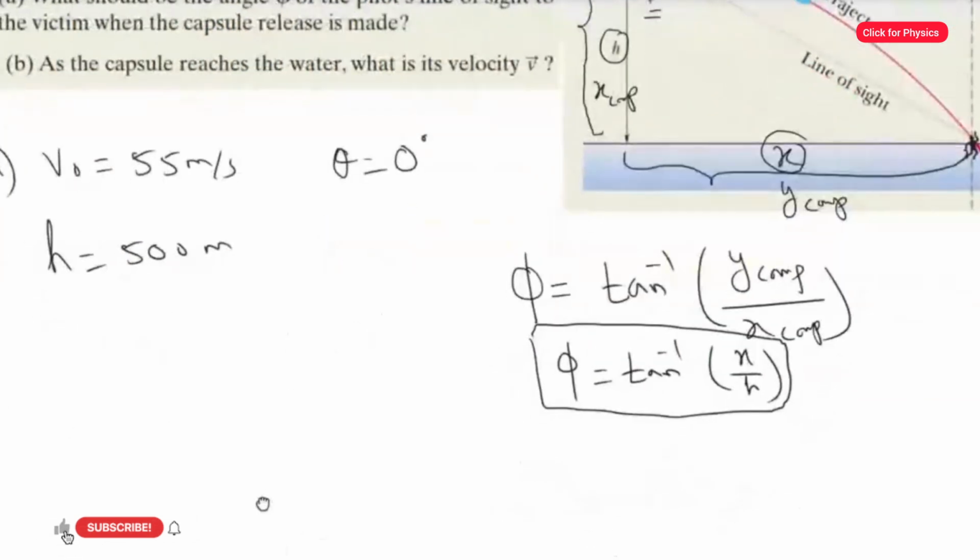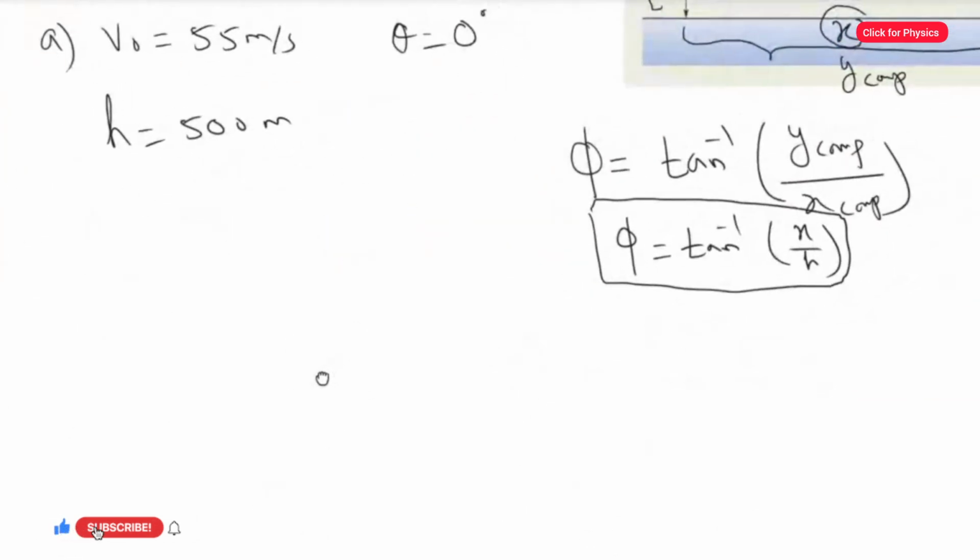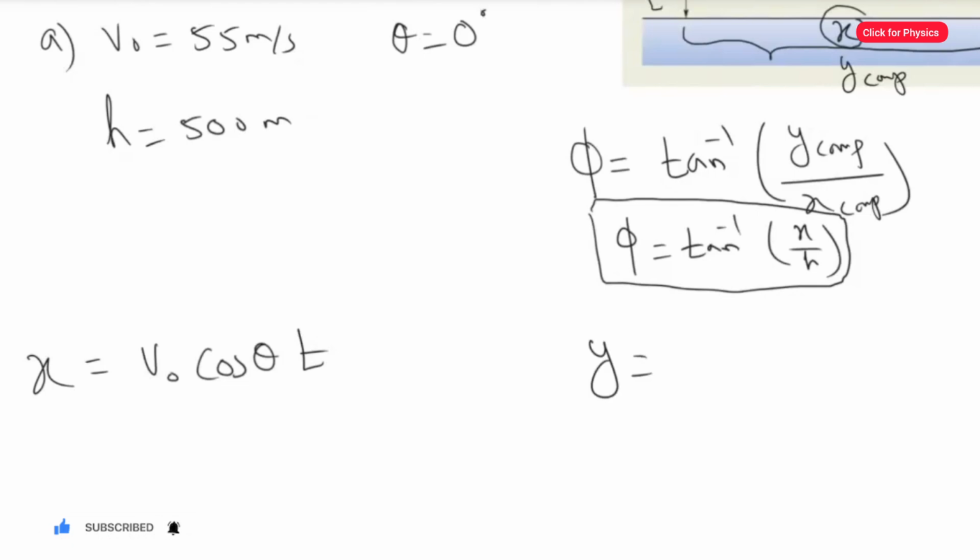Okay, so first of all, I'm going to write two equations. In chapter number 4, when we studied projectile motion, we studied two equations for finding the position in the x as well as y axis. So what's the formula for x? x equal to v0 cosine theta multiplied by t. Likewise for the y-axis, y equal to v0 sine theta multiplied by t minus half g t square.